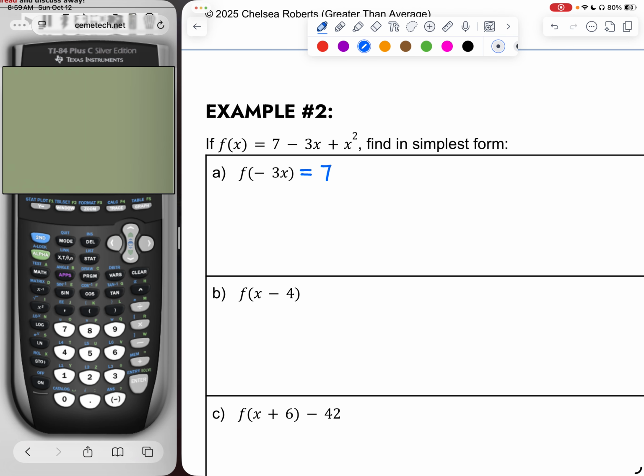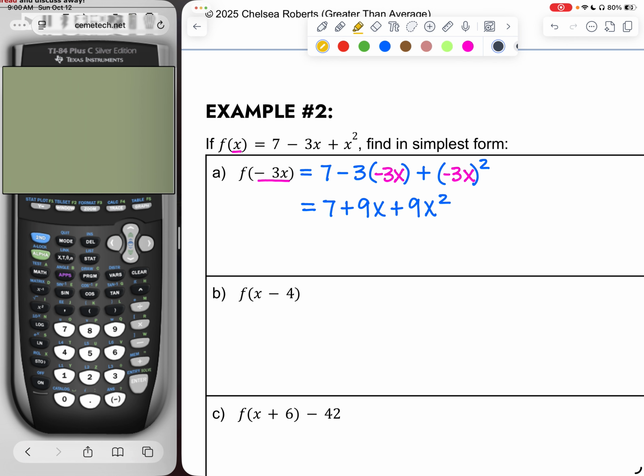So here, if we have 7 minus 3 times whatever x is, plus we take whatever x is and then we square it, then I know I can substitute in where x is. I can put in what is in here. So that's -3x. So I put in -3x, -3x. So now all I do is multiply. So 7 comes down. -3 times -3x is a positive 9x. And (-3x) squared is a positive 9x squared.